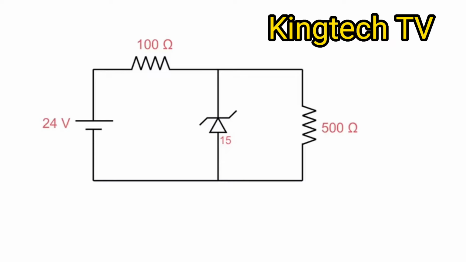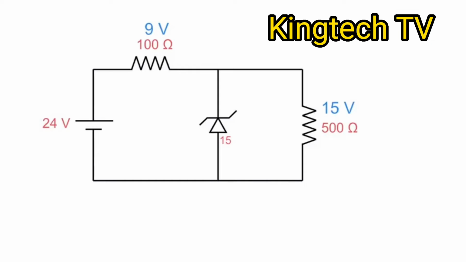Well, with 24 volts on it, this guy is going to block 15 volts and put 15 volts across the 500 ohm resistor, and the remainder of it is going to go across the 100 ohm resistor. So I have 15 volts across my load, and then 9 volts across my 100 ohm resistor. Now I've got basically everything I need to figure out currents.